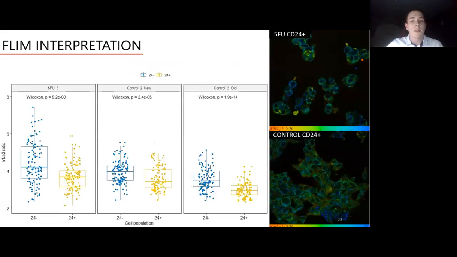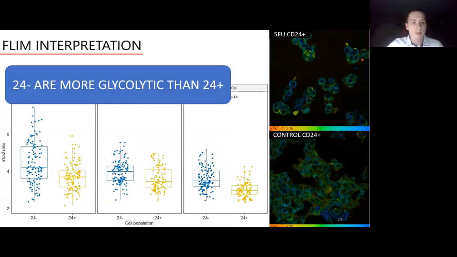So here are some thin pictures for our data. And if we take a look at the plots for this data, we can easily see some correlation. The idea is that the higher the ratio, the more glycolytic the metabolism, especially if we remember that it's the ratio of free to bound. Applying this knowledge to the plot, we see that CD24 negative cells are more glycolytic than CD24 positive cells, both for the 5-fluorouracil group and both control groups. So here's the conclusion of this slide.